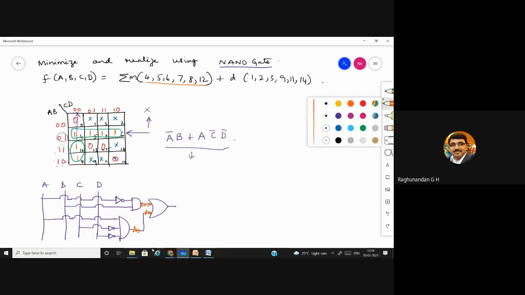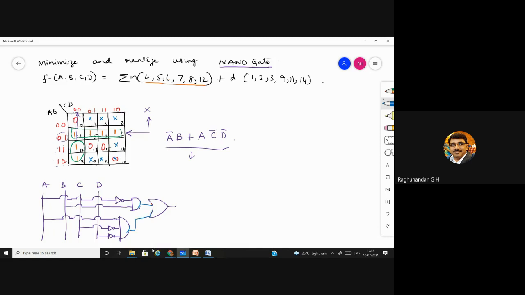So what is the next step? Eliminate the NOT gates. So we have eliminated the NOT gates and we have obtained the new circuit like this.